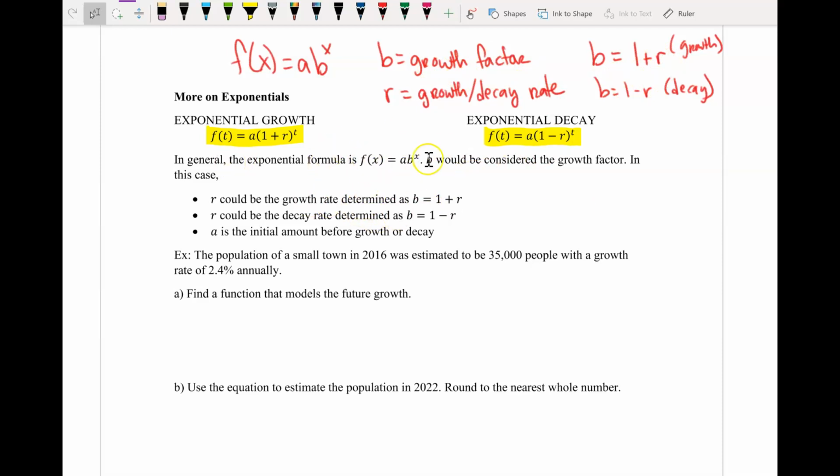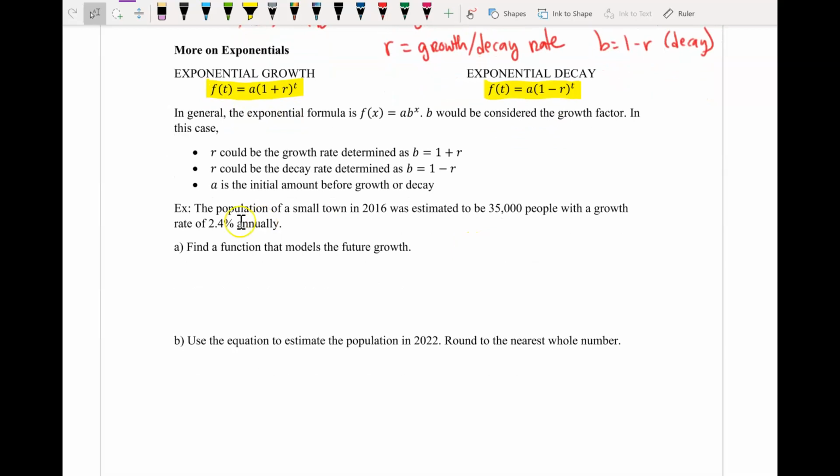So we would rewrite this with the growth factor formula. So we would use these two different formulas. The 1 plus r will be the exponential growth, and the exponential decay will be 1 minus r. Now a here, this number in front, will be the initial amount before growth or decay. So let's just do a couple of examples so you guys can see it.